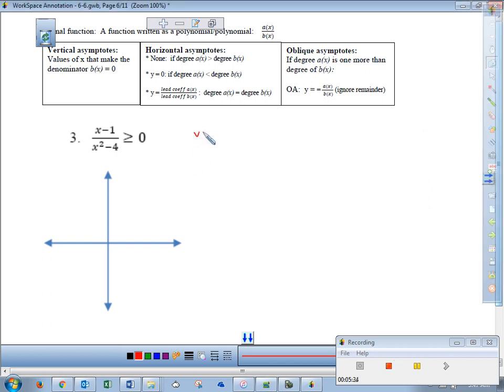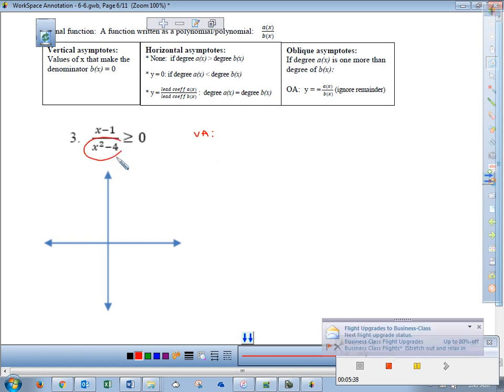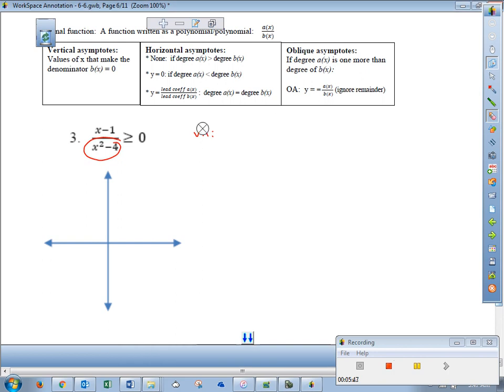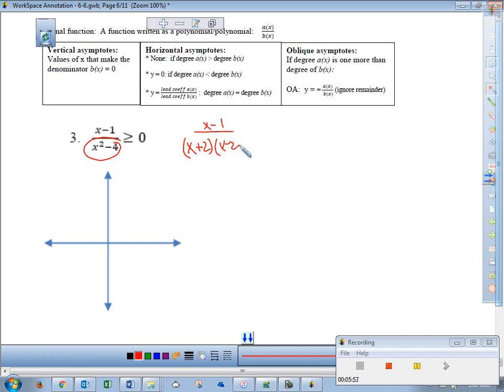Let's do vertical asymptotes. Is this dude in factored form? First of all, you got 0 on the right side. Is that factored as completely as possible? That's a difference of squares. So isn't he really, let me get rid of this. You got x minus 1 over, what's this factor to? x plus 2 times x minus 2. And it's still greater than or equal to 0. You all cool with that?